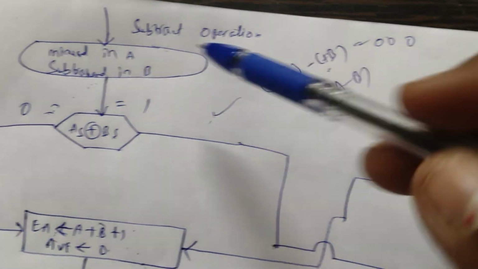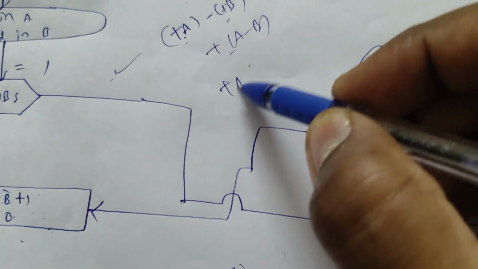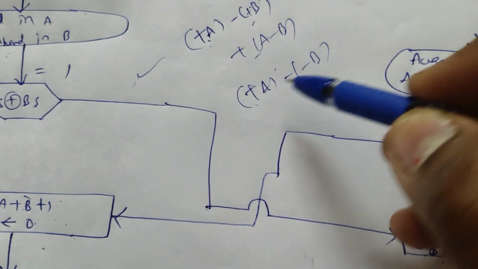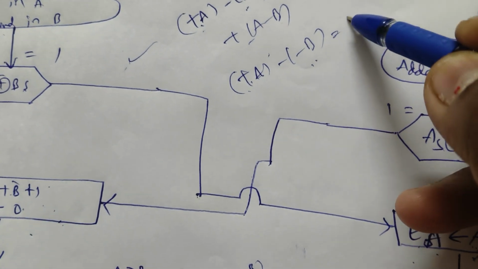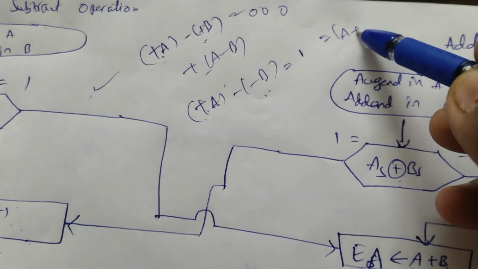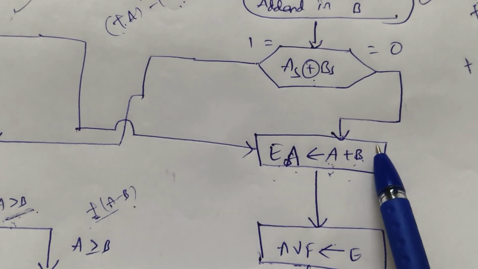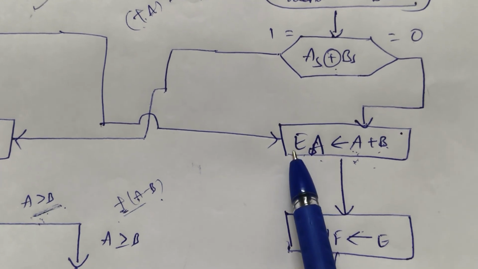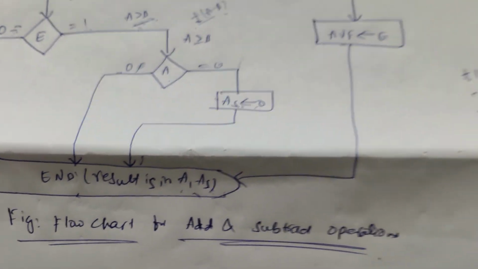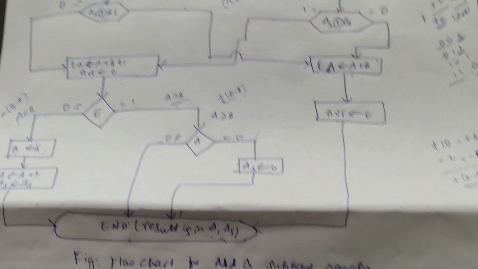Suppose the signs differ, like plus A and minus B. Then it is 0, 1, so the signs are different and the output is 1. So it will simply perform plus A plus B, that is, the addition operation. Any carry is stored in E, transferred, and the process ends. So this is about the flowchart of the addition and subtraction algorithm. Thank you.